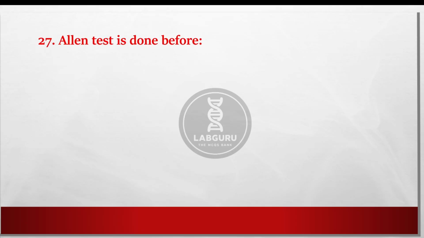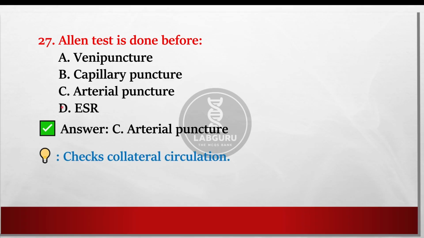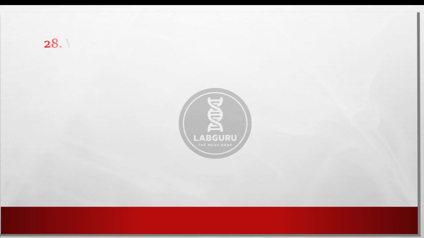Next, Allen test is done before. What is the Allen test and when is it done? Let's see. Options are: vein puncture; option B, capillary puncture; option C, arterial puncture; and option D, ESR. The right answer is option C, arterial puncture. Before doing the arterial puncture, the Allen test is done, which checks the collateral circulation.